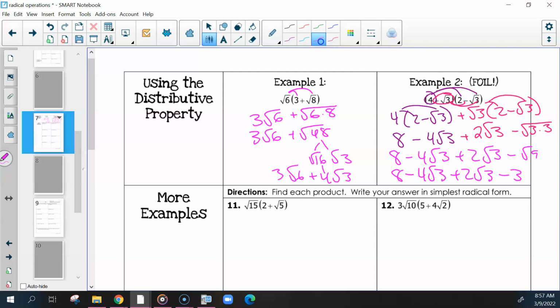So we can combine our integers together and our square roots together. 8 minus 3 would give us 5. And then negative 4 times the square root of 3 plus 2 times the square root of 3 would be negative 2 times the square root of 3. We're going to check this in our calculator, but before we do that, what questions do we have on this?